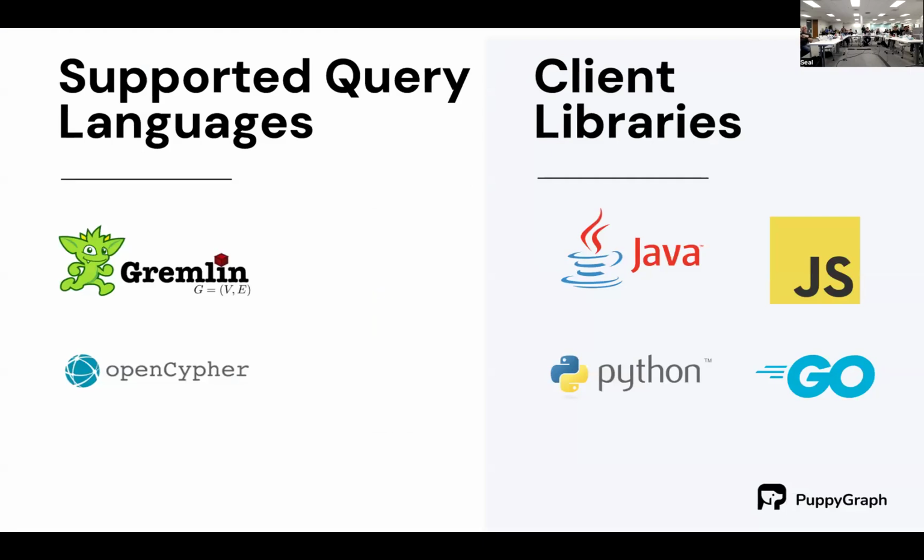We now support the query languages Gremlin and OpenCypher. Both of them are open source, and our target is 100% compatibility with them. So the existing client libraries like Java, Python, JavaScript, and Go are also supported.